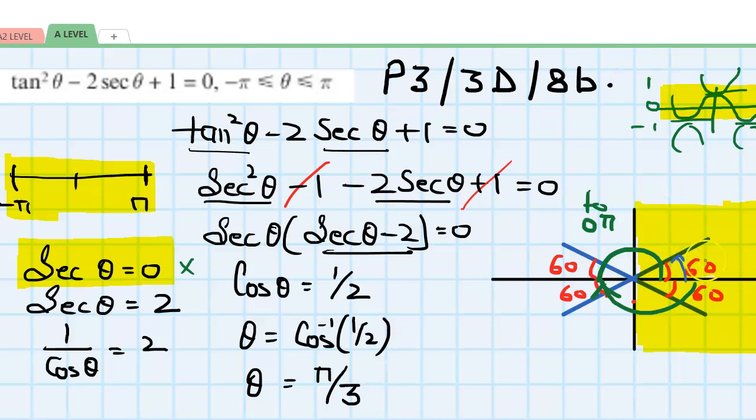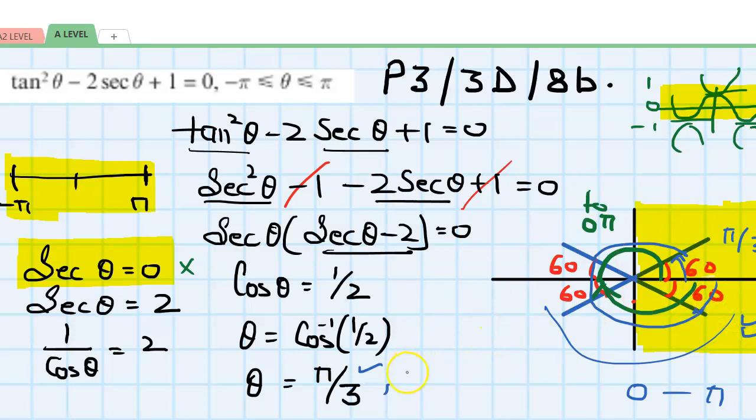This is correct. That is pi over 3. Then when we move downwards, it is crossing here, here, here. But it is 0 to minus pi. 0 to minus pi is this area, and being positive we will consider only this one. So this is minus pi over 3. So the solution of this equation is the values of theta are pi over 3 and minus pi over 3.